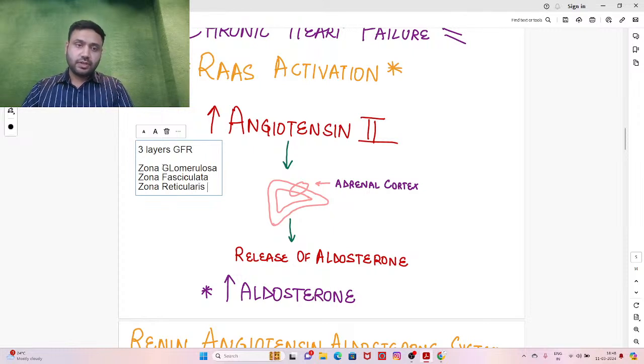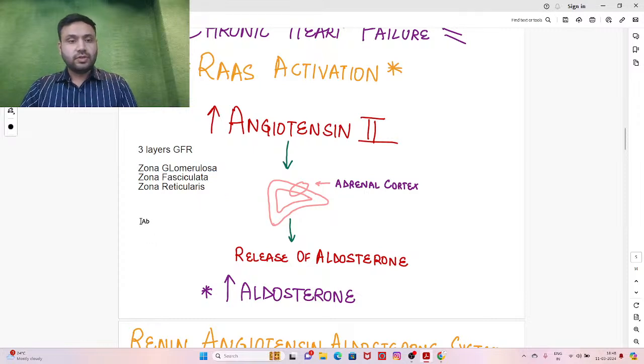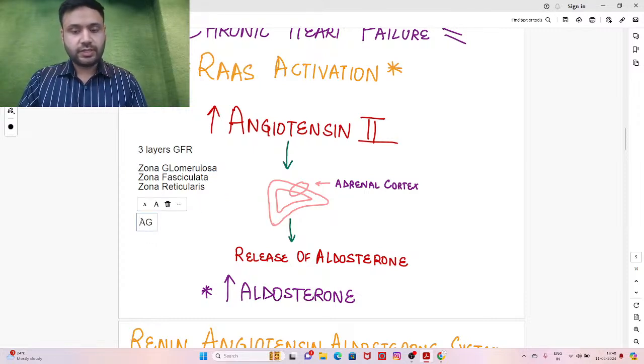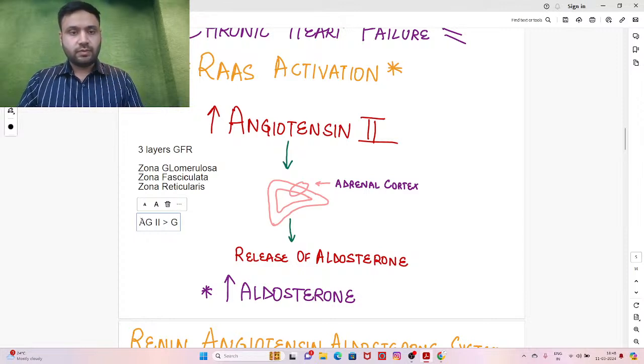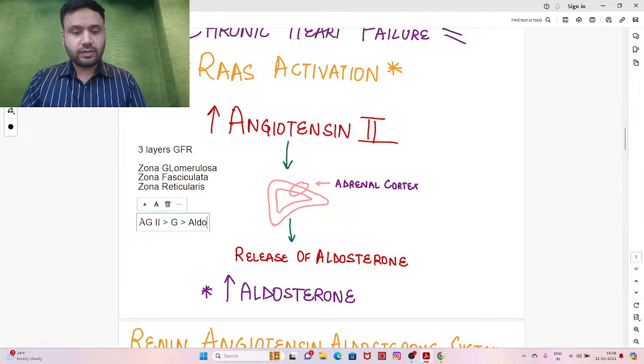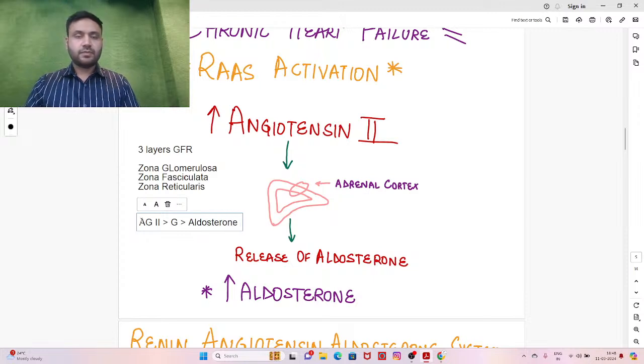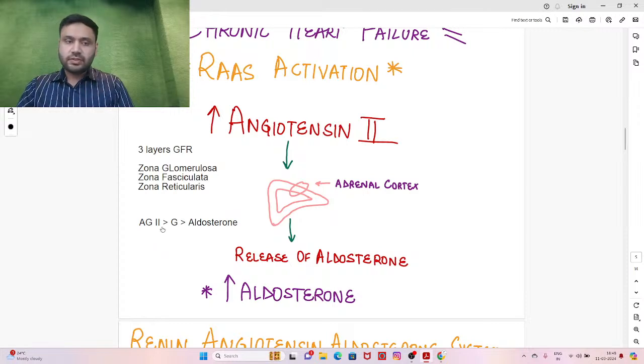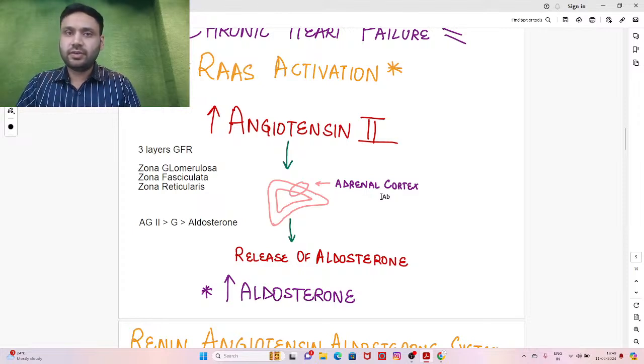So aldosterone is released from zona glomerulosa. Angiotensin 2 acts on zona glomerulosa to release aldosterone. It is important to remember angiotensin 2 is not the only releaser of aldosterone from the adrenal cortex. What is the other stimulus for aldosterone release in the system? Can anybody guess?